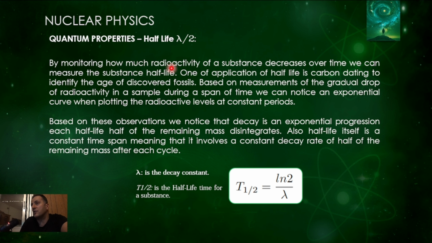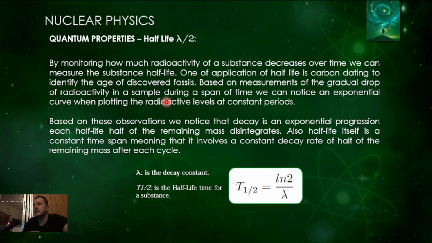By monitoring how much the radioactivity of a substance has decreased over time, we can measure the substance's half-life. One of the applications of half-life is carbon dating, to identify the age of discovered fossils, a corpse, or some type of artifact. We use the same methodology, based on measurements of the gradual drop of radioactivity in a sample during a span of time.